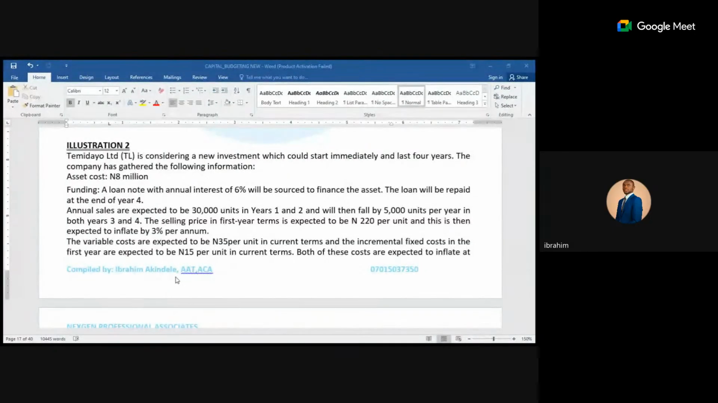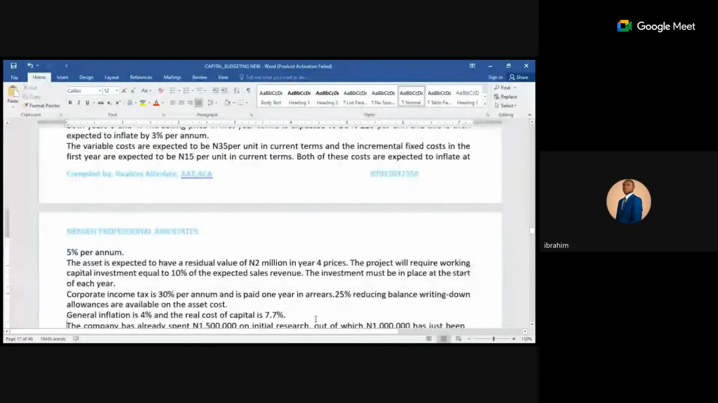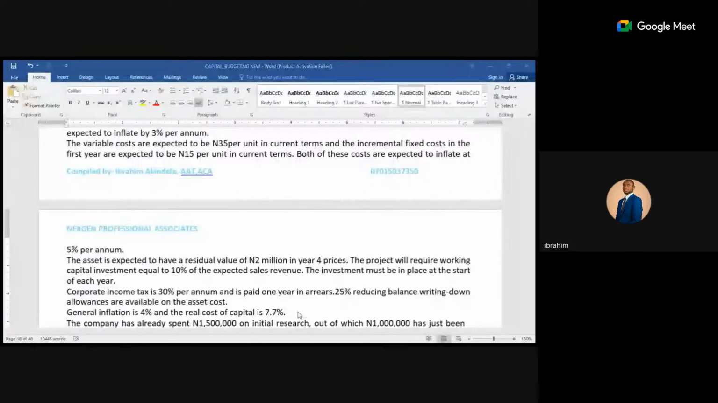To discount the project. The variable costs are expected to be 35 naira per unit in current terms. Can you see? It means that in current terms, that is in real terms. And the incremental fixed costs in the first year are expected to be 15 naira per unit in current terms. That is in real terms. Now, both of these costs are expected to inflate at what? At 5%. So when you inflate it at 5%, it becomes what?